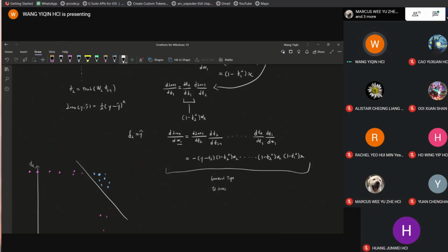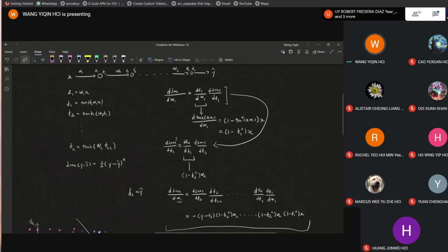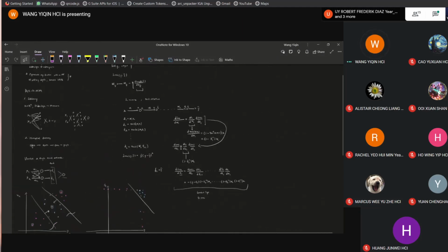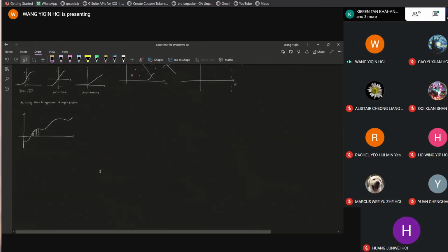And that's pretty much all I want to cover for feed-forward neural networks. Yeah, it's actually pretty straightforward if you just ignore this bit. Is there any question?